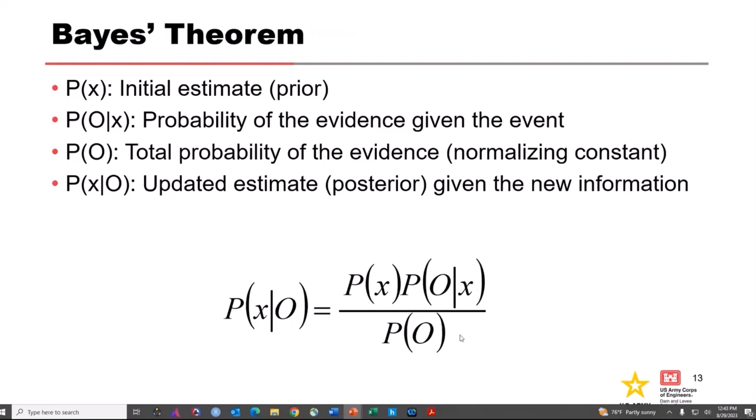The denominator is just a normalizing constant. You look at all the different ways you could have obtained that evidence, and you get the total probability of that. That's, again, just for normalizing purposes so that you get a correct probability out of Bayes' theorem. And then the last term, which is the term on the left and the thing we're calculating, is our new or updated estimate, given that we've accounted for whatever evidence we've observed. That's called a posterior probability estimate.